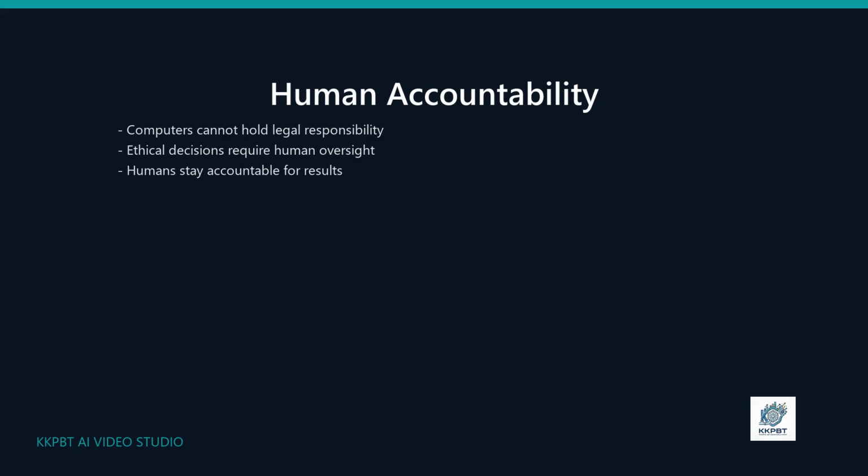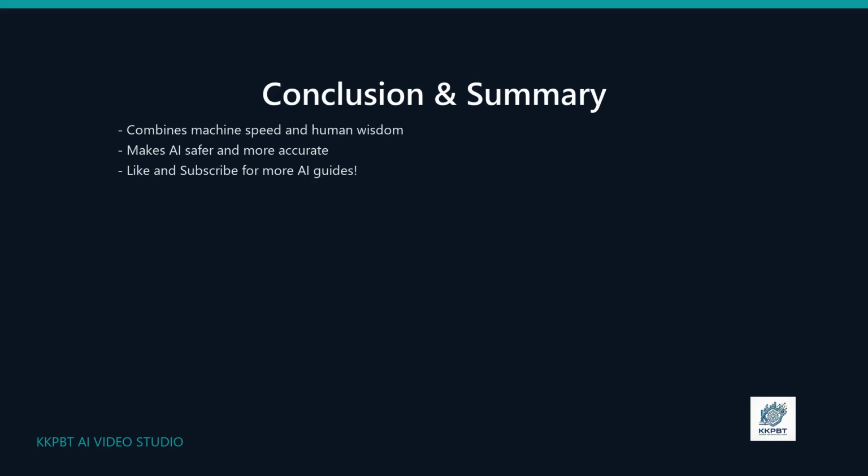Finally, keeping humans in the loop maintains accountability. A computer cannot take moral or legal responsibility for a major decision. Humans must remain the ultimate decision makers for critical choices. In conclusion, human-in-the-loop agents are not about replacing people. They are about combining machine speed with human wisdom to make AI safe, effective, and reliable.